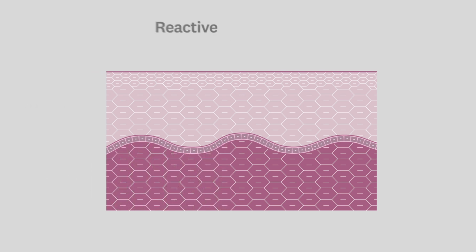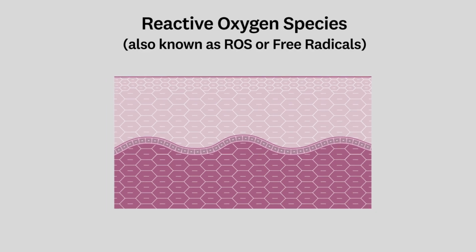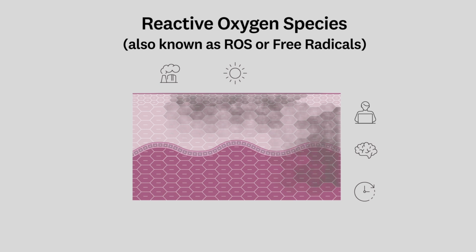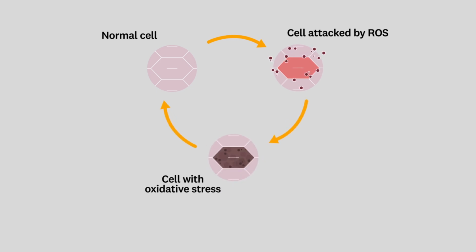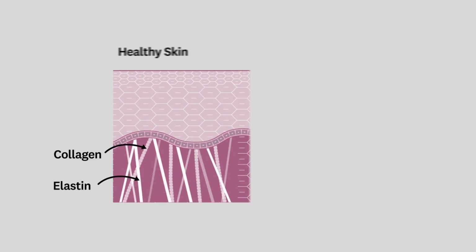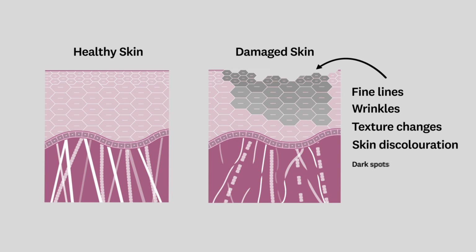Human skin produces reactive oxygen species, also known as ROS, when exposed to internal stresses such as lifestyle, psychological, and chronological stress, and external stresses such as pollution, UV ray, and blue light. ROS is a type of unstable molecule that reacts with other molecules in a cell, which contributes to the loss of collagen and elastin fibers. This results in fine lines, wrinkles, and texture changes. This can also trigger skin discoloration and dark spots.